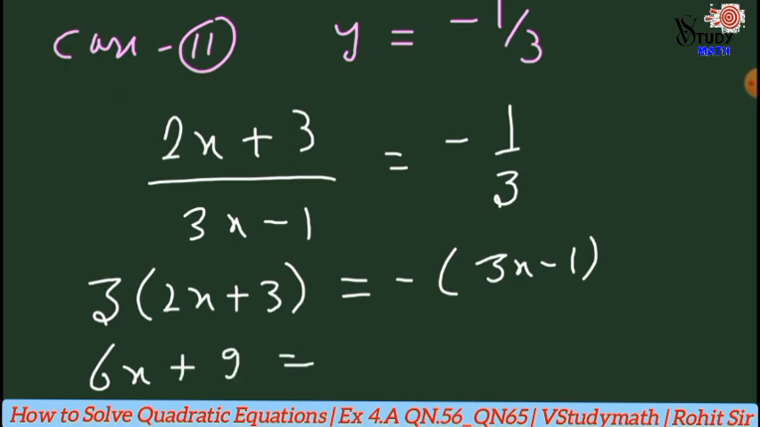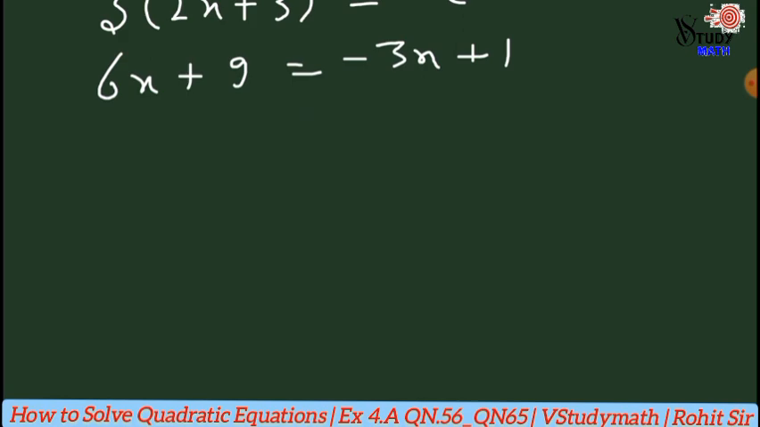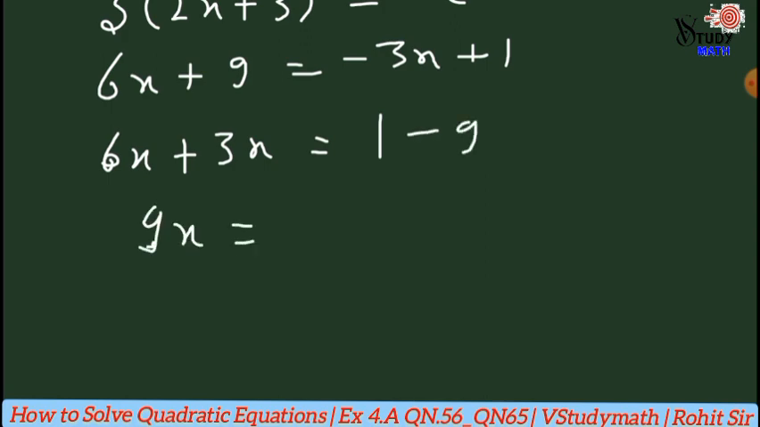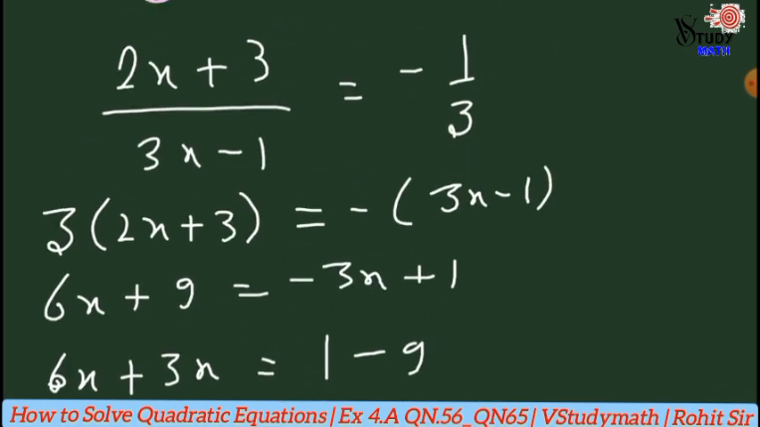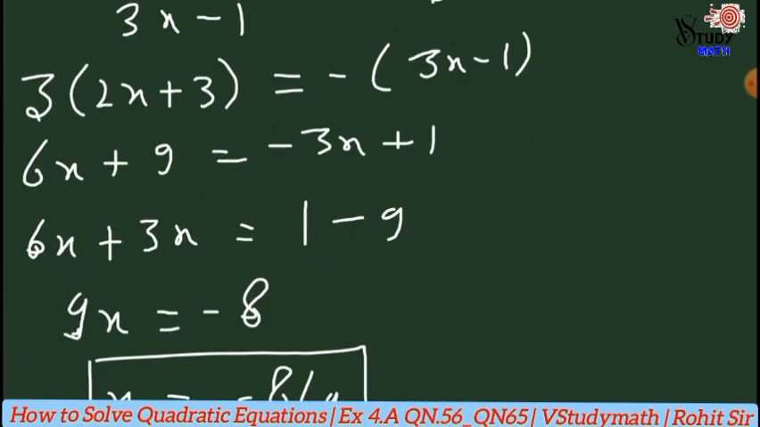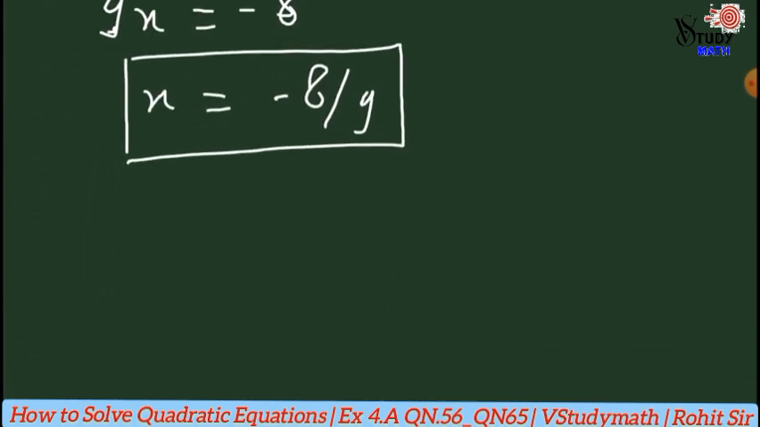Now 6x + 3x is equal to 1 - 9. Now here we have 9x is equal to -8, then x is equal to -8/9. So this is the second value of x. So we have two values of x. One is -7 and the second one is -8/9, and this is the answer of this quadratic equation.